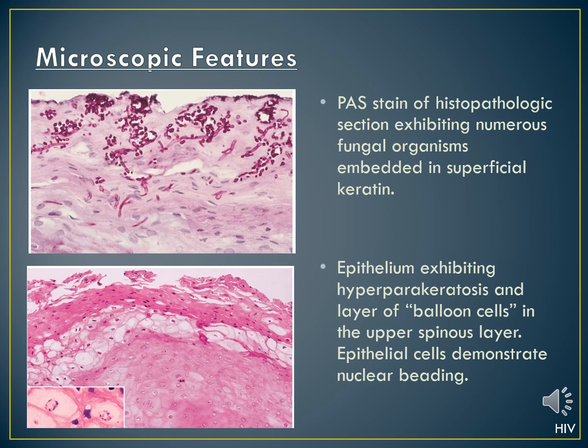The microscopic features of HIV-related candidiasis can be seen by using the periodic acid-Schiff stain, which is also known as PAS stain. By using this stain, we can see that there are numerous fungal organisms embedded in the superficial keratin. The oral epithelium exhibits hyperparakeratosis and a layer of balloon cells in the upper spinous layer can be seen. There are also epithelial cells that demonstrate nuclear beading, which can be seen in the picture below.